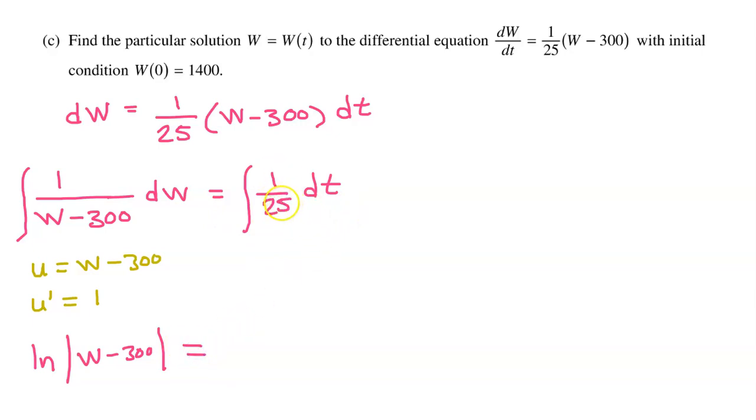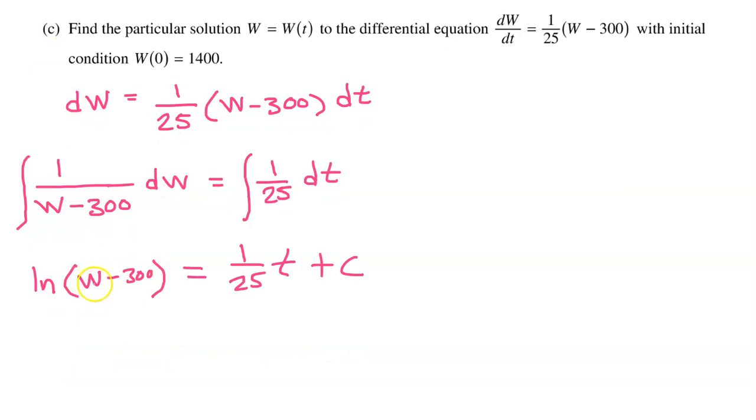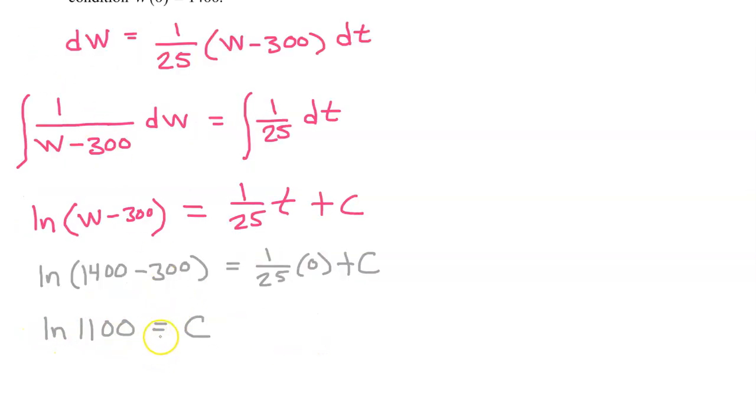Over here, the antiderivative of 1 over 25 is just 1 over 25 t. And there's your plus C. Because W is always greater than 300, this will always be a positive expression, so we don't need the absolute value. Let's use the initial condition to find the value of C. When t is 0, W is 1,400. Substituting 0 for t and 1,400 for W, we have this. This means C equals natural log of 1,100.